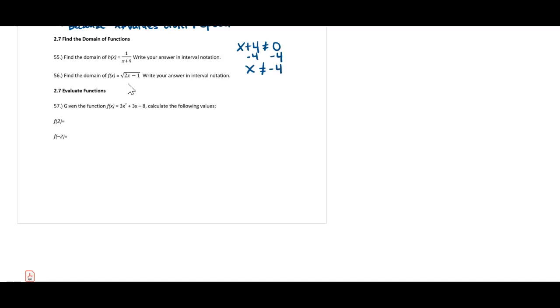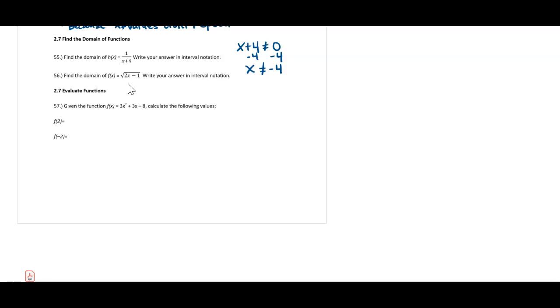It can be any other number, just not -4, because if we put -4 down there in place of x, -4 plus 4 gives me 0. I can't do 1 divided by 0. That's undefined. So that's what we're trying to figure out here. So this is what doesn't work, but it wants your answer in interval notation.